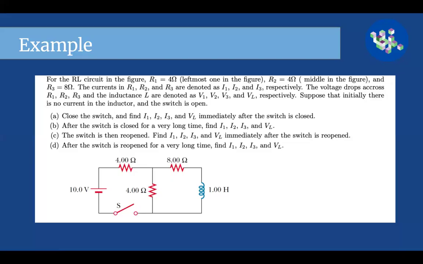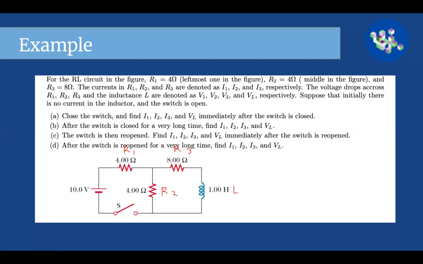All right. I think we'll go over the first few parts maybe. So we have R1. I'll label these so it's easy for us. R1, R2, and R3. And we denoted the currents, we denoted the voltages. This is our L. So we're going to close the switch and we want to find I1, I2, I3, and VL immediately after the switch is closed.